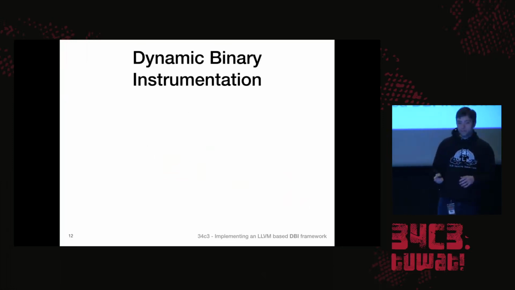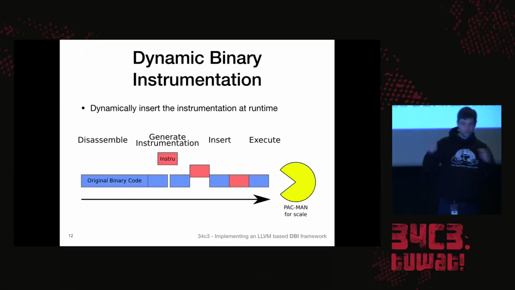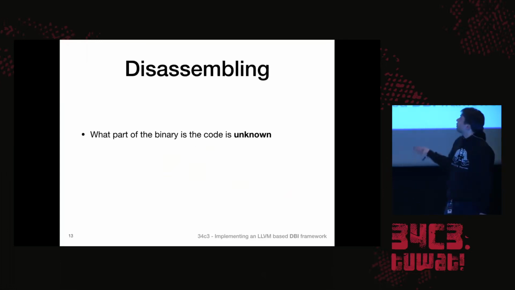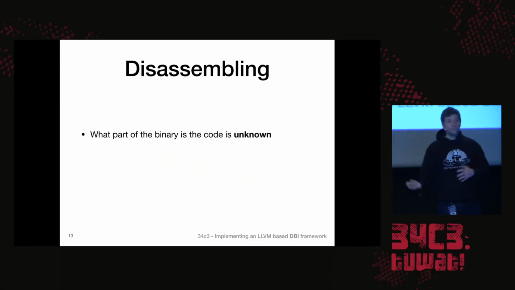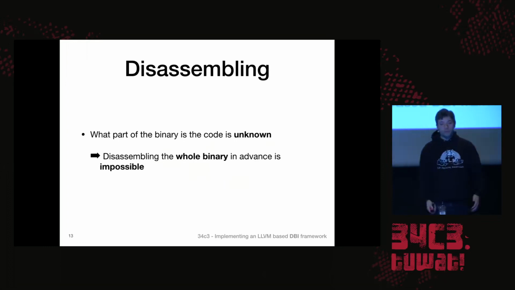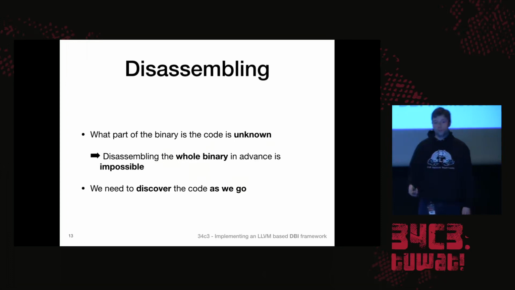However, this looks simple, but there are a few problems with this graphic. Not Pac-Man, other problems. The first one is disassembling. When you get a binary, you don't know which part of it is code, because code is data, data is code, and there's a lot of unpredictable branching and jumps everywhere. So you cannot just disassemble the whole binary in advance. You need to discover what the code of the binary is going to be as you go, during the execution.